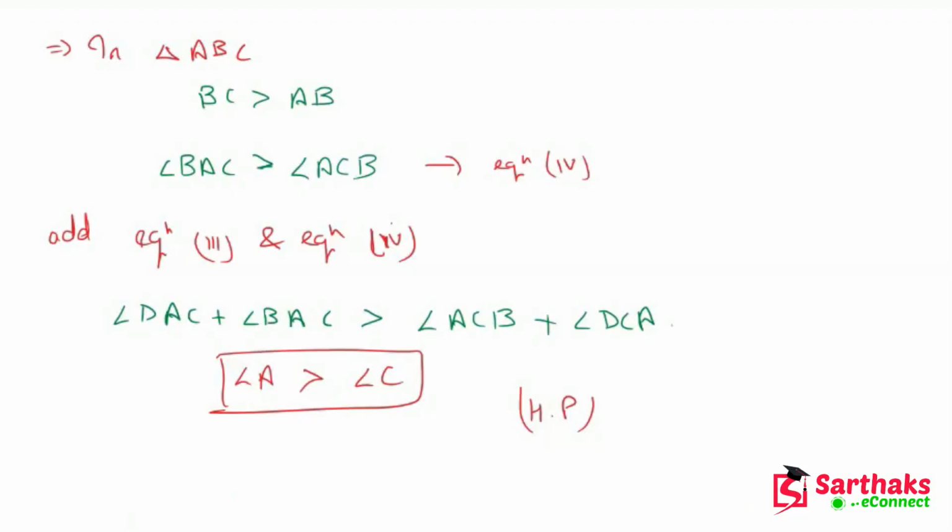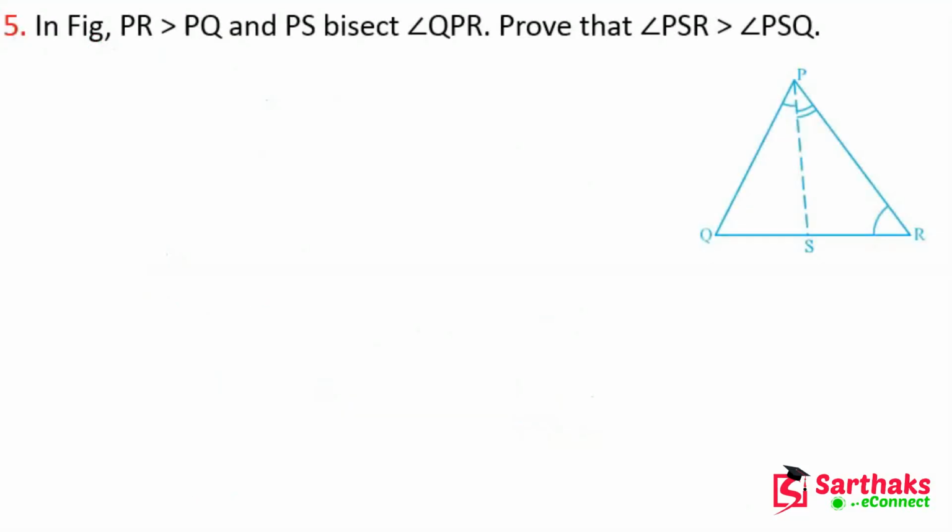So now let's move on to the next question. Now in the figure, PR is greater than PQ and PS bisects angle QPR. We have to prove angle PSR is greater than angle PSQ, meaning this angle is greater than this angle. I hope you get this point, my dear friends.